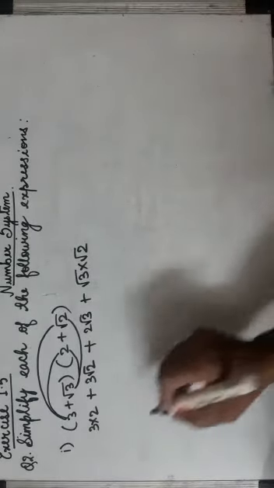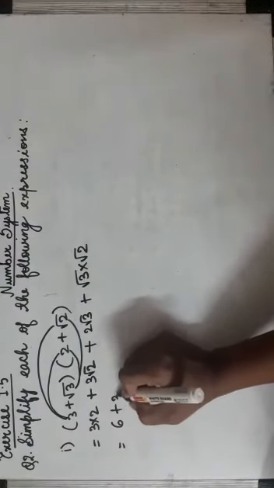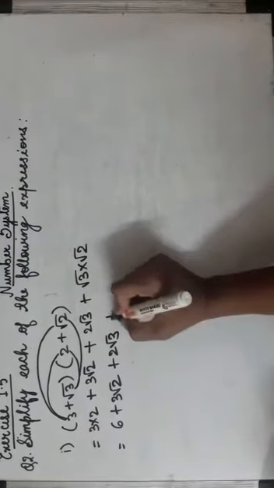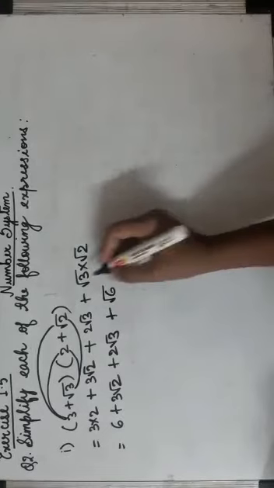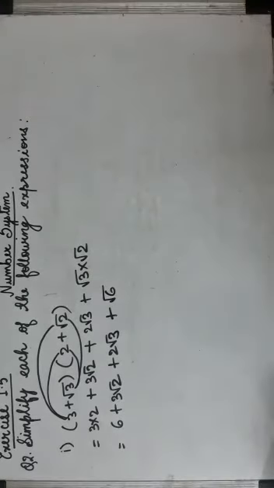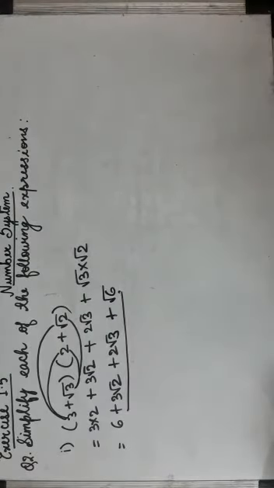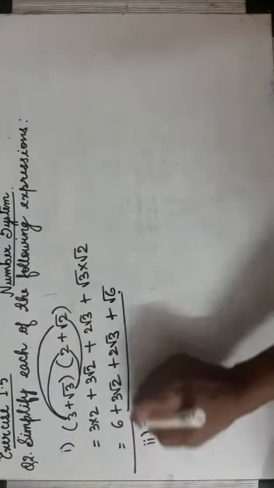Now again simplify this. 3 2s are 6 plus 3 root 2 as it is plus 2 root 3 as it is plus root 3 into root 2. It is root 6. 3 into 2, 6. Clear? Now can you simplify this further? No, you can't simplify this further. This is your final answer. Now let us see the second expression.